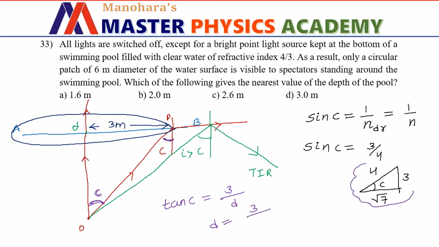Just observe this triangle. What is tan C? It is going to be 3 divided by root 7. So simplifying this, we'll get the depth of this swimming pool as root 7. Root 7 means it is greater than 2 but less than 3. If you look at the options, only one option suits this condition, which is option C. Hence option C is the right choice.